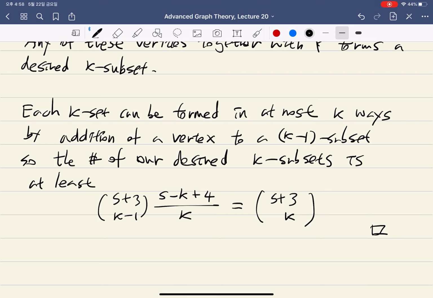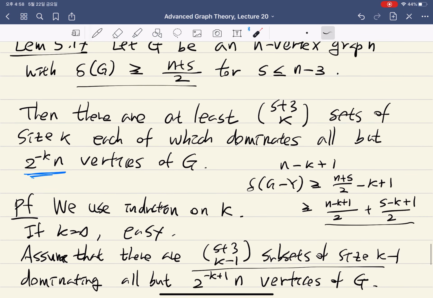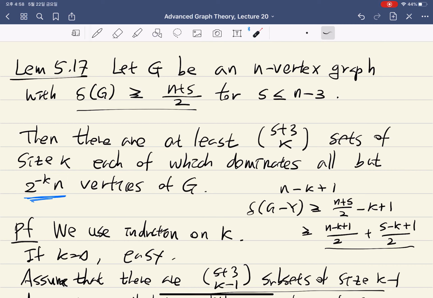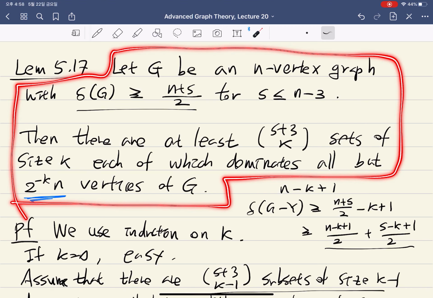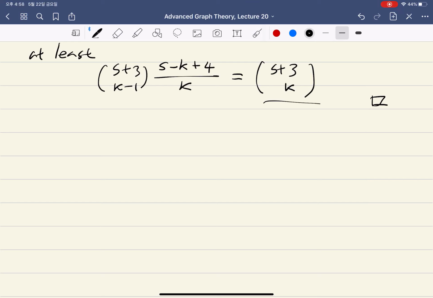So now we find this many sets of size K, which dominates all but 2 to the minus K times n vertices of G. So this proves this lemma. This lemma is what we will use regarding finding vertex sets which dominate lots of vertices. And now we want to prove a lemma which can turn a set into another set by adding some more, so that the resulting set induces a connected graph in G.